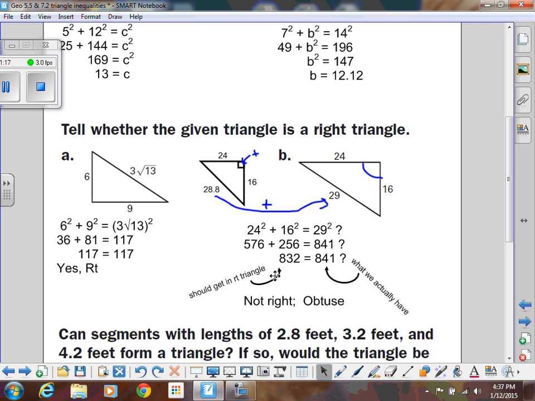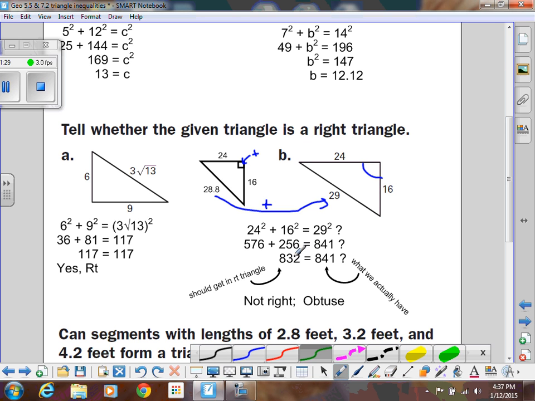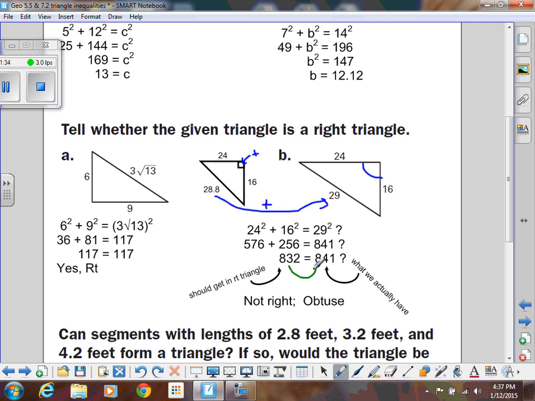So this is just a reminder, you might want to write this down. This is what we should get in a right triangle, is 832. And this is what we actually have. So another way to think of it, rather than redrawing out this triangle, you could just say, well, what do I have to do if this is what a right triangle is, and I'm going over here, I'm actually getting bigger, right? So if I'm getting bigger, then I'm making that angle bigger, and that means it's obtuse. All right. So let's do a few more like that, where we have to figure out what kind of triangle it is if it's not right.